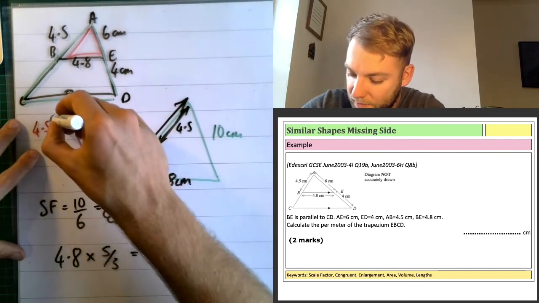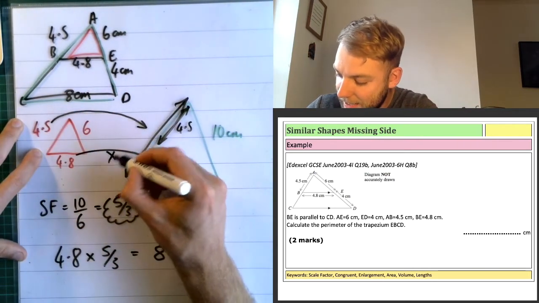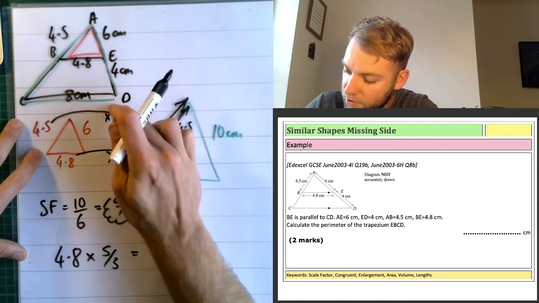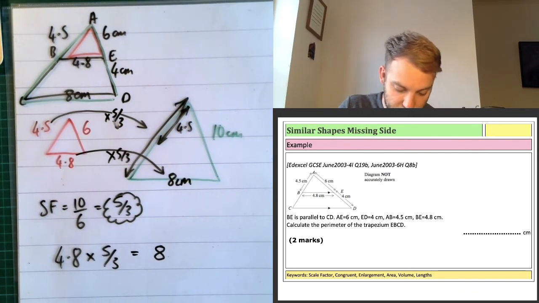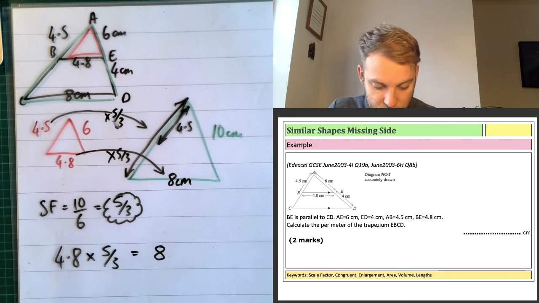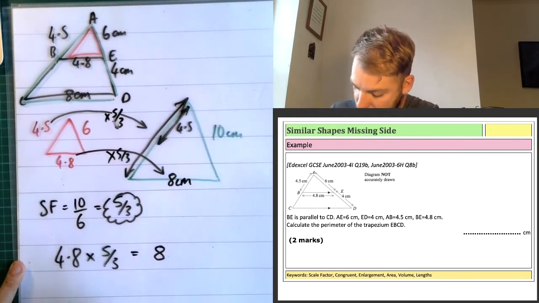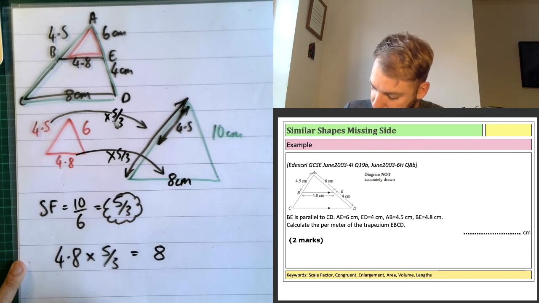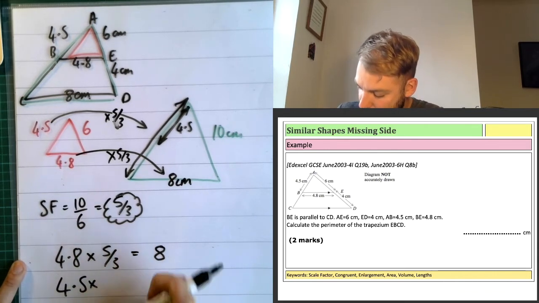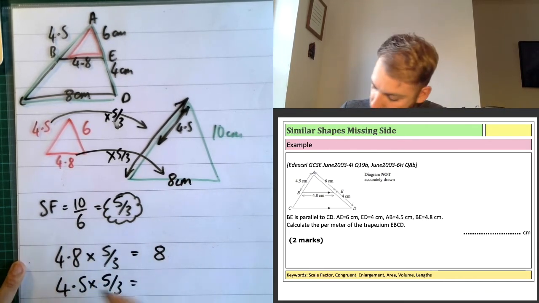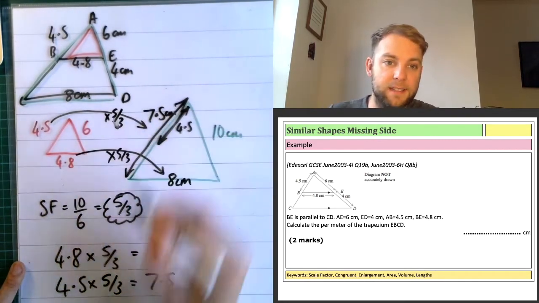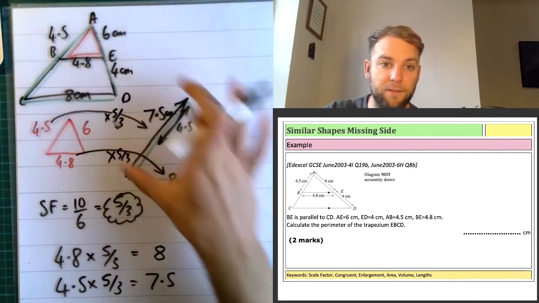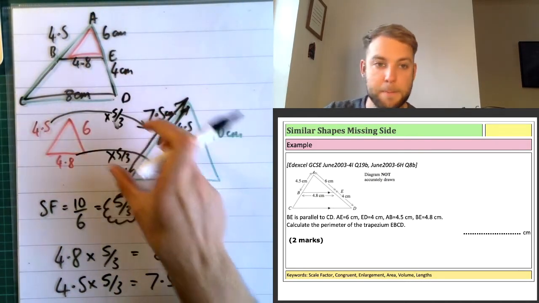So to work out the full length, it's going to be the 4.5, again, times by my scale factor, which in this case is 5 over 3. So 4.5 times by 5 over 3, which is this full length here is, in fact, let's just show the examiner, 4.5 times by 5 over 3, which is equal to 7.5. So this full length here is equal to 7.5 centimetres there. But remember, I don't want that full length there. I only want this part here, okay?